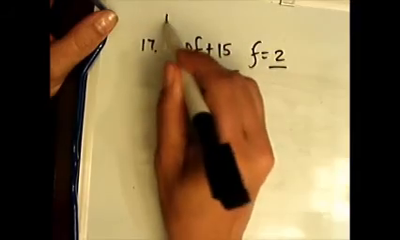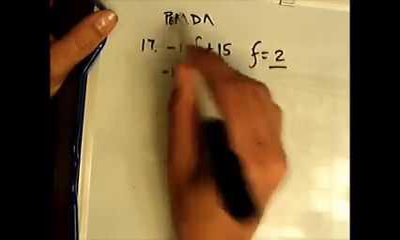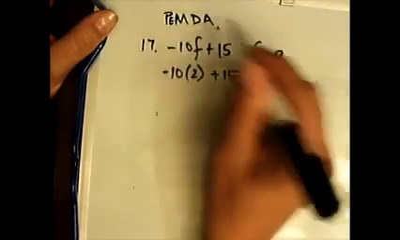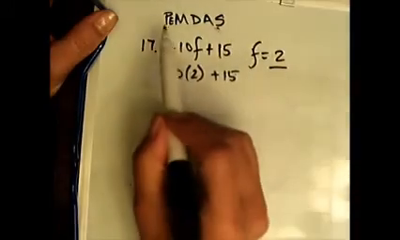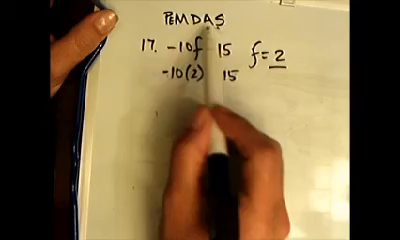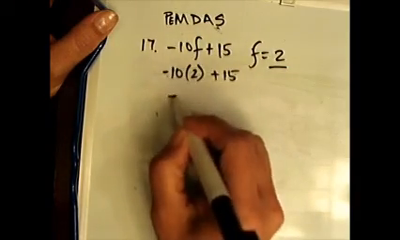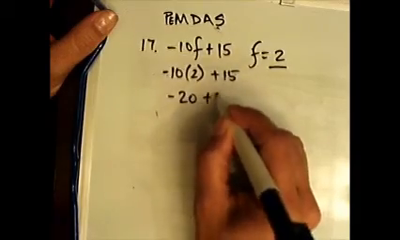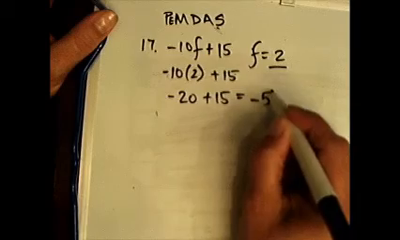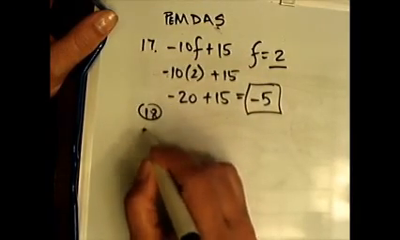And remember your, sorry, forgot the E, PEMDAS. Oh, I'm not good at writing. PEMDAS, remember your PEMDAS. Parentheses, exponent, multiplication, division, addition, subtraction. So we do the multiplication first. Negative 10 times 2 is a negative 20. Then you add 15 to that. Then your answer is a negative 5. Make sure you box your answer. 18, you get to do.